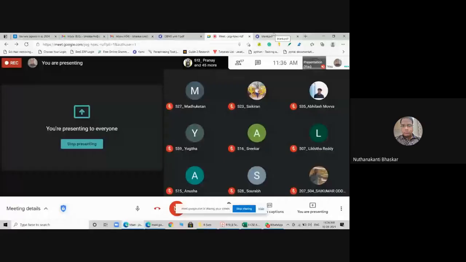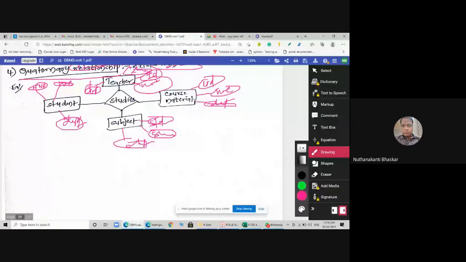Okay. Now you understood how to prepare ternary, quaternary, binary and unary. Everyone has understood, so that I can go for the next topic. The implementation of types of relationship is understood by everyone. Yes. So we'll move to the next topic, mapping cardinality.